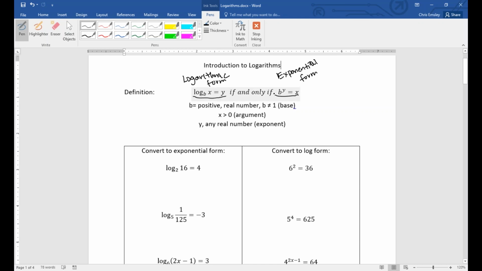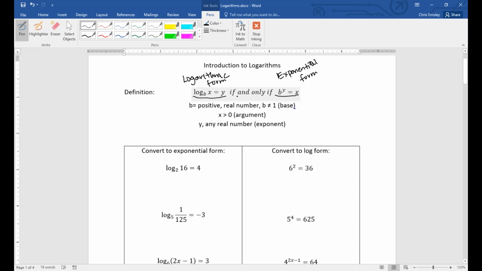Okay, notice both equations have a b. Those will be the same number. b has to be a positive, real number, and it cannot be equal to 1, and we will call that the base. When we talk about logarithms, we talk about their base. It's written as a little subscript down below. And when we have an exponential form, we talk about a base. That's the thing with the exponent on it.